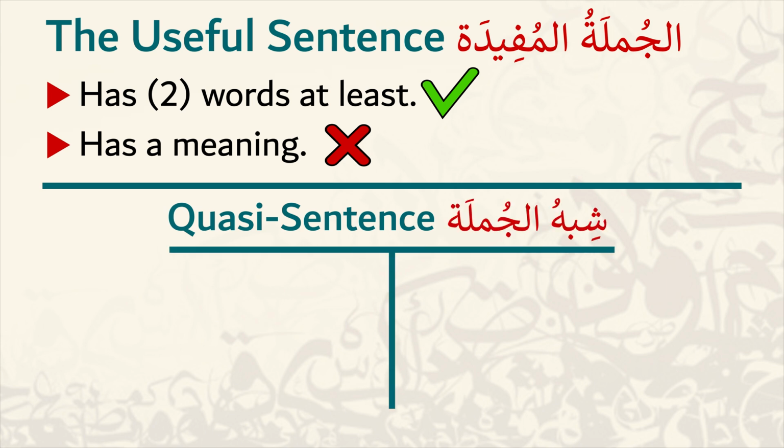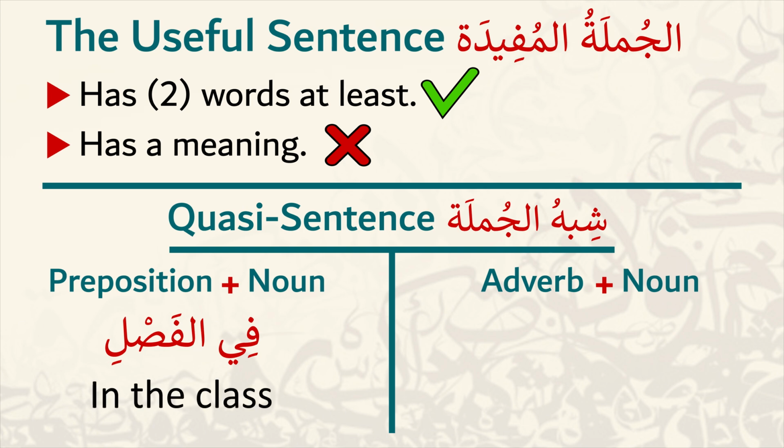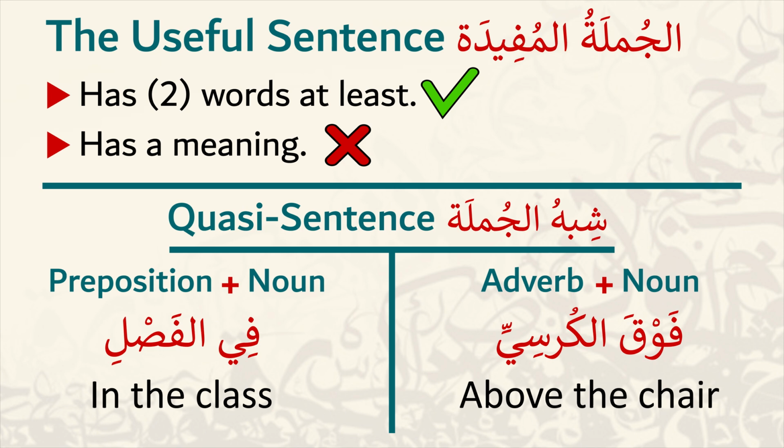It shows up in two shapes: a preposition plus a noun, جار ومجرور, or an adverb plus a noun, like في الفصل, in the class. Here we see two words, but there is no complete meaning. Also, فوق الكرسي, above the chair.